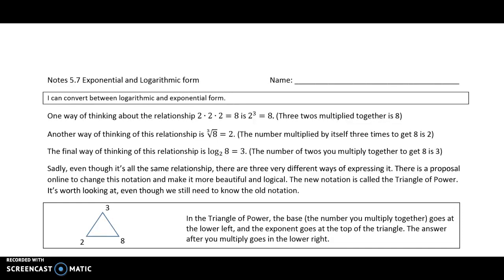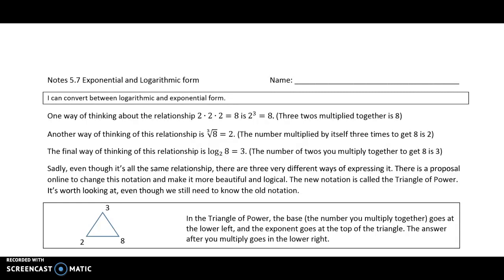And one way of thinking about the relationship 2 times 2 times 2 equals 8 is 2 to the third equals 8. Okay? Another way to think of this relationship is the cubed root of 8 is 2. And then another way we can think about this relationship is log base 2 of 8 equals 3. Sadly, even though it's all the same relationship, there are three very different ways of expressing it.